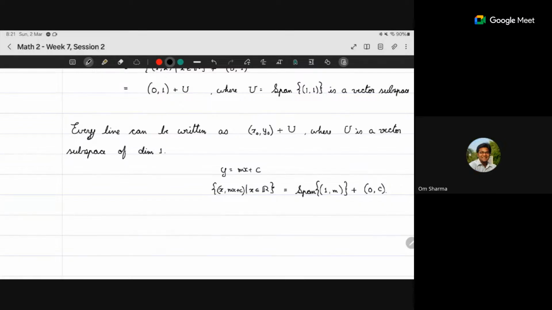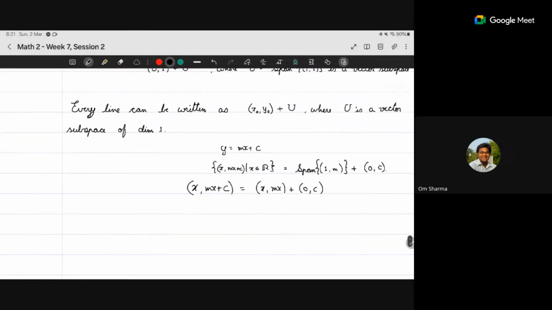Sir, how (0, c)? Here put the value of x as 0. Any point in this set is of the form (x, mx plus c). I can write this as (x, mx) plus (0, c). This is just the definition of pointwise vector addition. Now this is x times (1, m) plus (0, c), right?